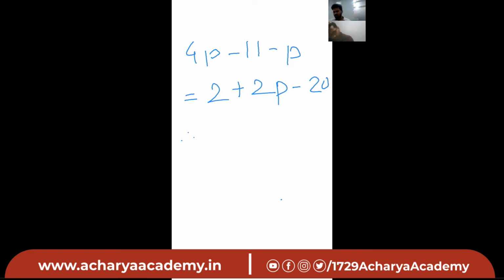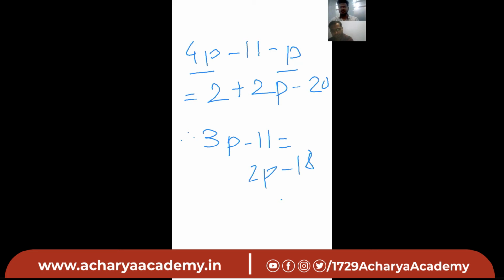So here we can say it's 4p minus p. The sign of p is minus. Therefore, we can consider it as 4p minus 1p, which is equal to 3p, and minus 11 as it is, equal to 2 plus 2p minus 20. So we have only 1p this side. So we are going to subtract 20 from 2, which is minus 18. So we will get 2p minus 18.